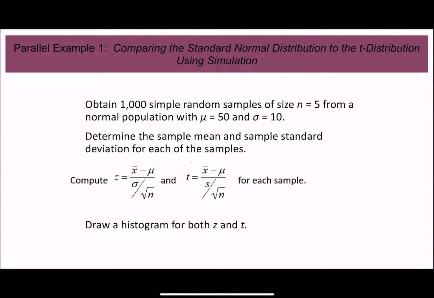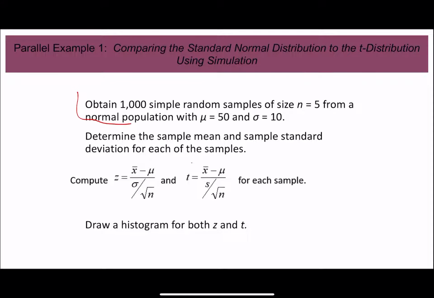So we're going to be comparing the standard normal distribution to the t distribution. A t distribution is a distribution that is different than the standard normal distribution. We're going to be looking at z's with a normal distribution, and we're going to look at t's for the t distribution.